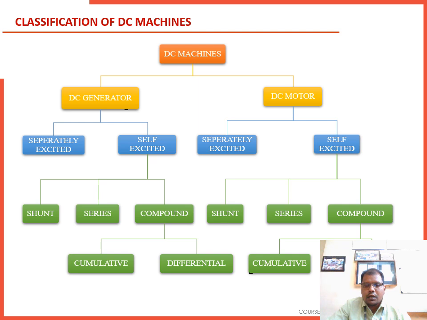Similarly, DC motors are also classified into two types, separately excited and self-excited. Self-excited motors are again classified into three types: shunt, series, and compound. The compound motor is classified into two types, cumulative and differential.